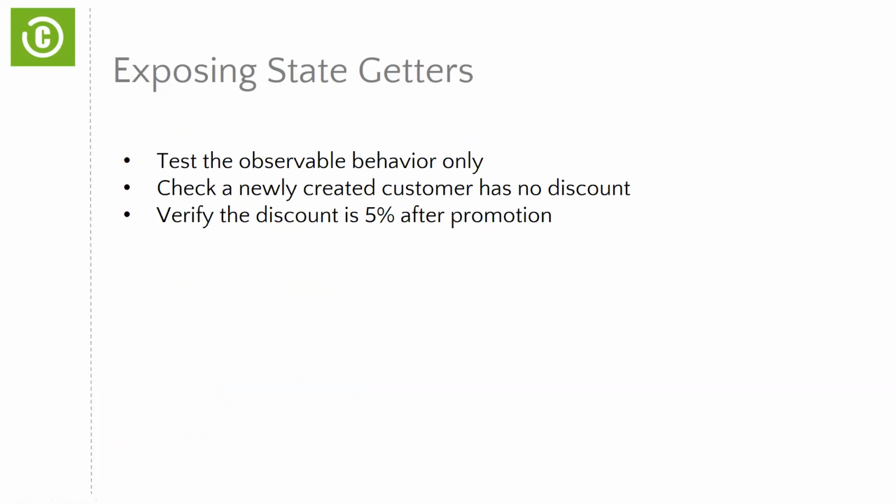We can check a newly created customer has no discount. That would be our first unit test. We can verify that once we call the promote method, the discount becomes 5%. We can also check that additional promotions don't increase the discount. This way, we are binding our test to the observable behavior only and not to the implementation details.